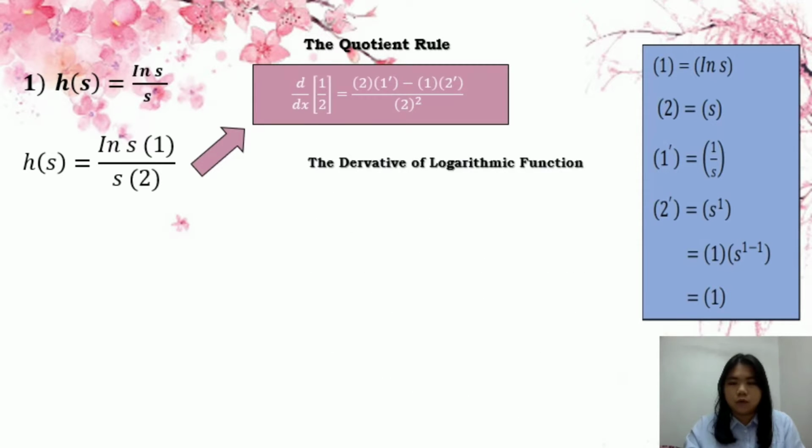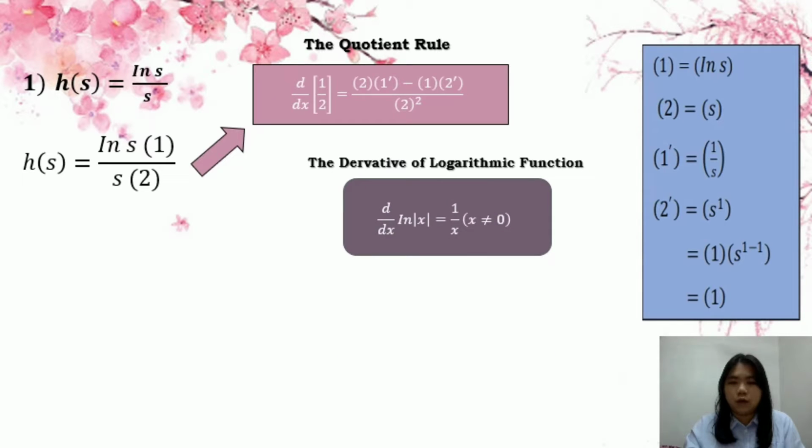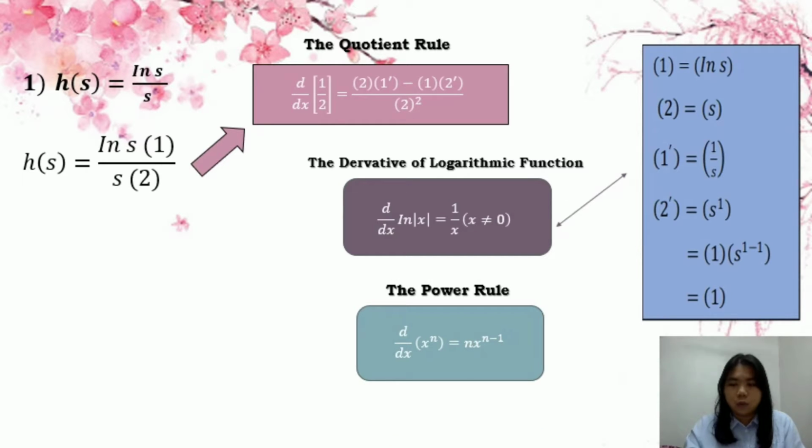For u prime, we use the derivative of the logarithmic function. So the answer for u prime is 1 over x. Next we find v prime. We use the power rule for v prime, and the answer for v prime is 1.